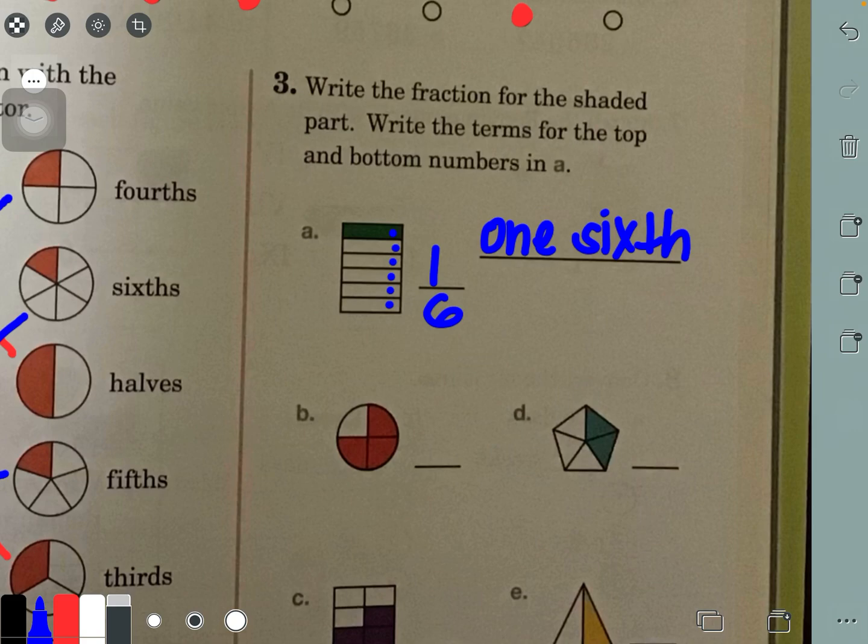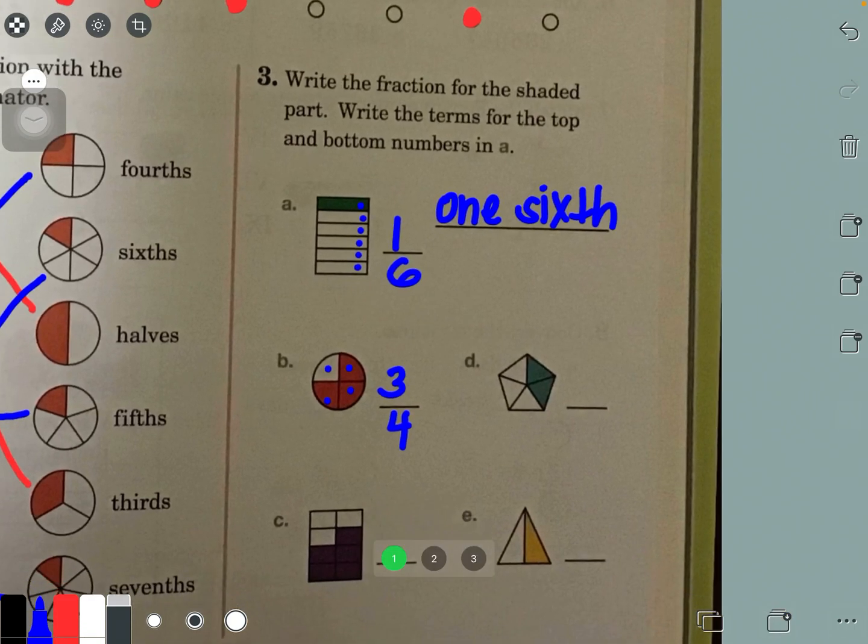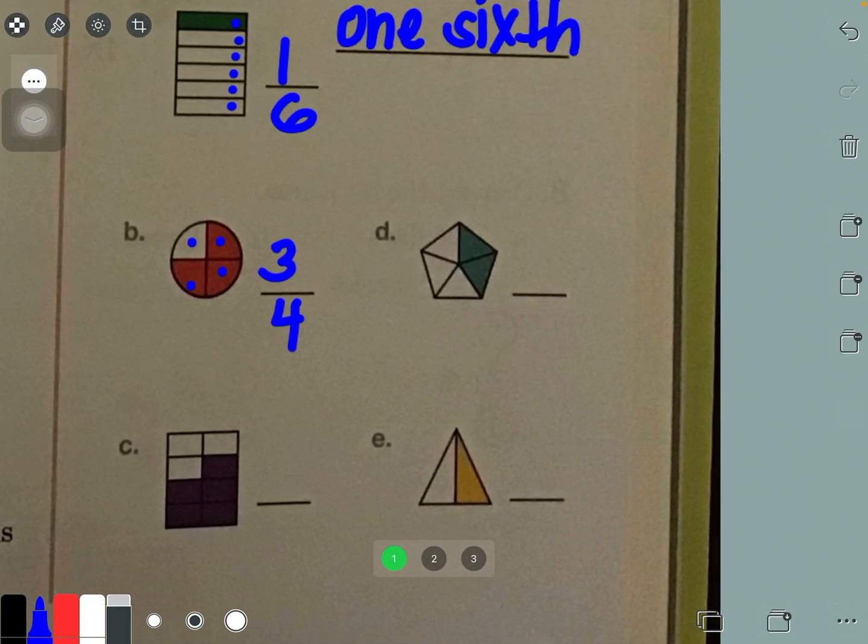Letter B. We don't have to write the words anymore. How many parts are there altogether? 1, 2, 3, 4. And how many are colored in or shaded? I've just got 3 of them. Do you get it? We'll do D together and then you can try C and E on your own. I count the number of parts altogether. 1, 2, 3, 4, 5. So there are 5. And how many parts are shaded in? Just 2.